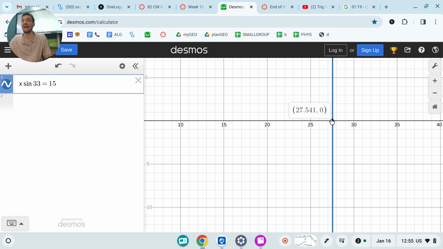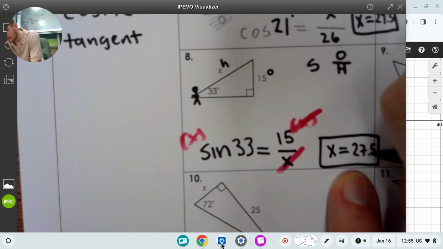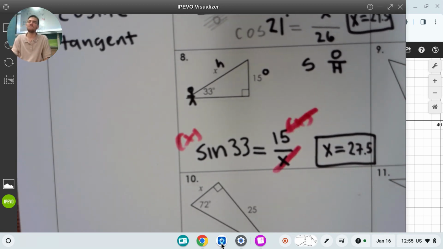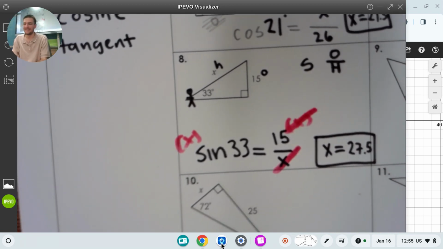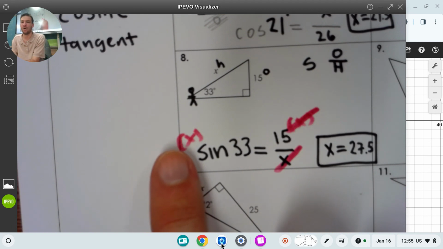if dividing by x is a thing, just put it in the front. So we're going to put that in the front. The answer is going to be 27.5. The 4 does not round it up. So what do we do again? We multiply the x by the 33. If the x is in the bottom, just delete it and put it all the way at the front.